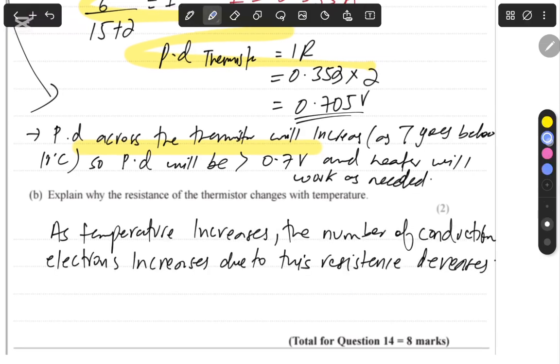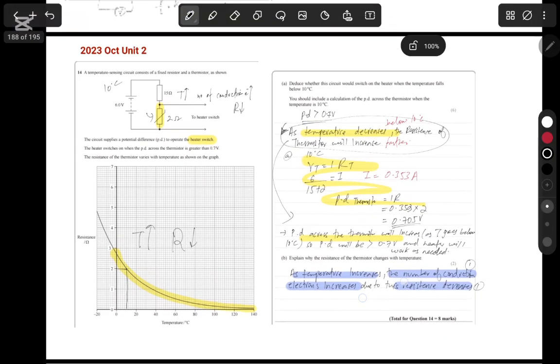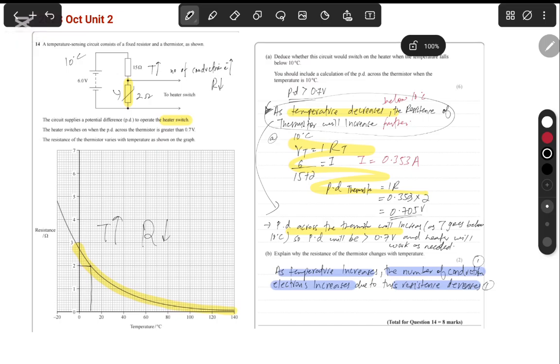As the temperature increases, the number of conduction electrons increases, or you can also say that electrons move into the conduction band as well. So that's going to give you 1 mark, and then you can write that due to this the resistance decreases. That's going to give you the 2nd mark. Okay, so that is the question. I will show you the mark scheme and the examiner report.